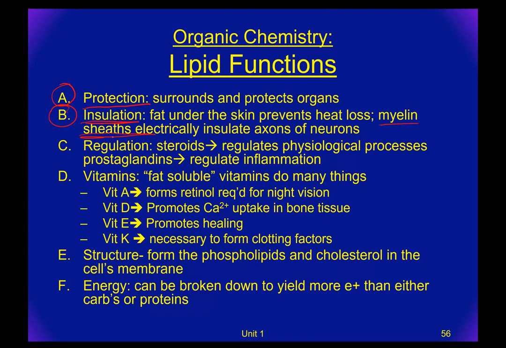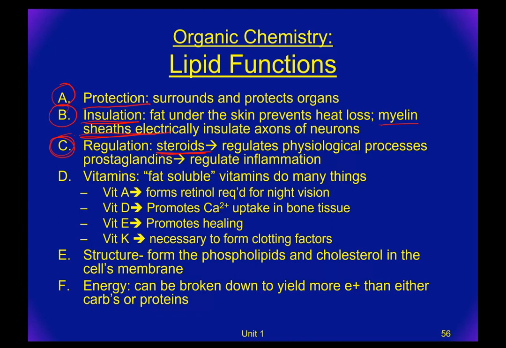Okay, myelin sheaths are also made out of lipids. They electrically insulate your neurons. So think of an extension cord being covered in rubber, right? The rubber on the extension cord electrically insulates the wires in that extension cord. This is kind of similar, except instead of a wire, it's one of your neurons, one of your cells in your body.